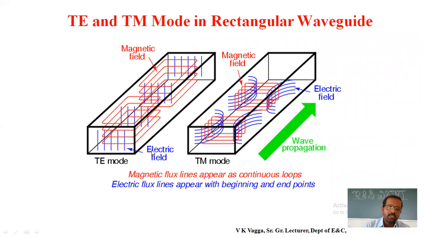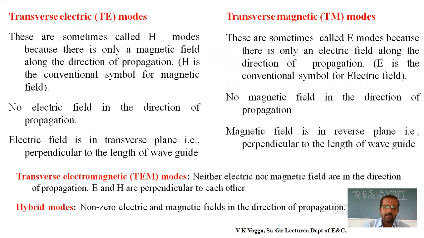In the TE mode, the electric field is perpendicular. In the TM mode, the magnetic field is going to be perpendicular. In the TE mode, the magnetic field is along the length of the propagation, indicated with the red color here, and in the TM mode, the magnetic field is perpendicular, indicated with the red color here. This is about the TE mode and the TM modes in the rectangular waveguide.